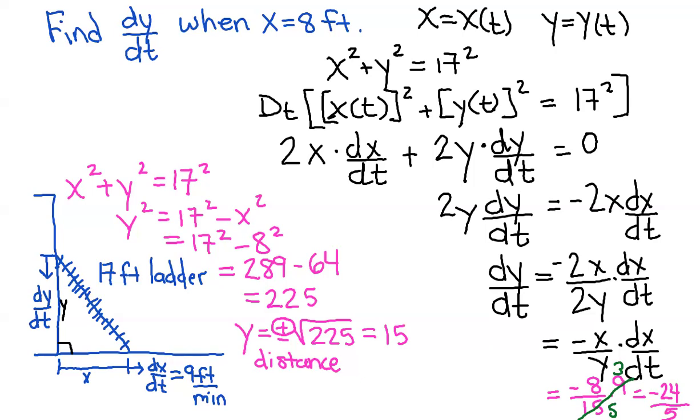Okay, so let us answer their question. dy/dt is, the ladder is falling, so negative. It's falling 24 fifths of a foot per minute.